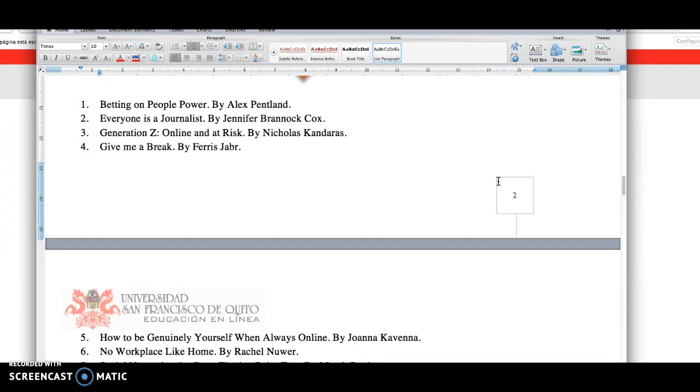So it's important that before you choose one in particular for one of the assignments, you know exactly which one you want to use for every assignment, because you cannot repeat articles. If you chose one article, for example, Generation Z, online and at risk, about Facebook, and you chose it for the expository essay, for the summary, then you won't be able to use it in the argumentative essay. And this is a great example of an essay for argumentation. So you got to be very careful in the choice of articles.